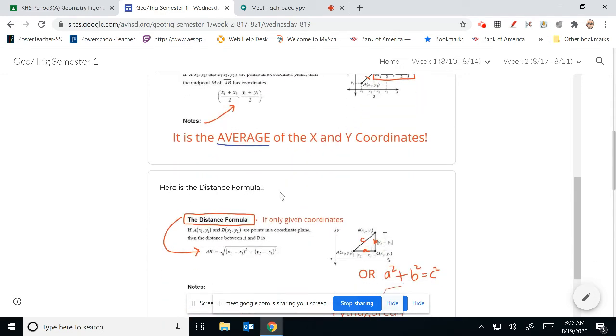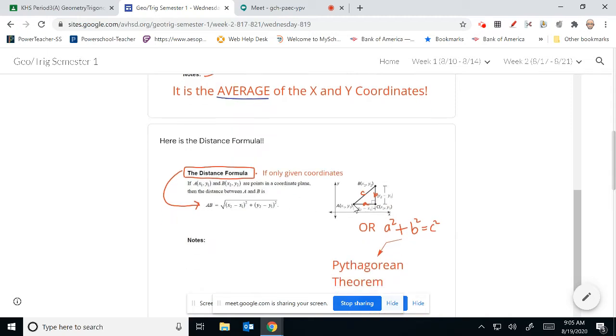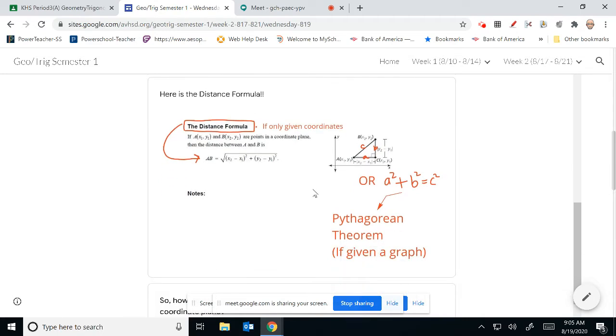The distance formula on a graph. If you see a graph, you have an A point and a B point, and you want to find the distance. If they give you the graph, the best way is to use what we call the Pythagorean theorem. Now, this is your introduction to the Pythagorean theorem. You should say hi to it because you're going to be using it all year.